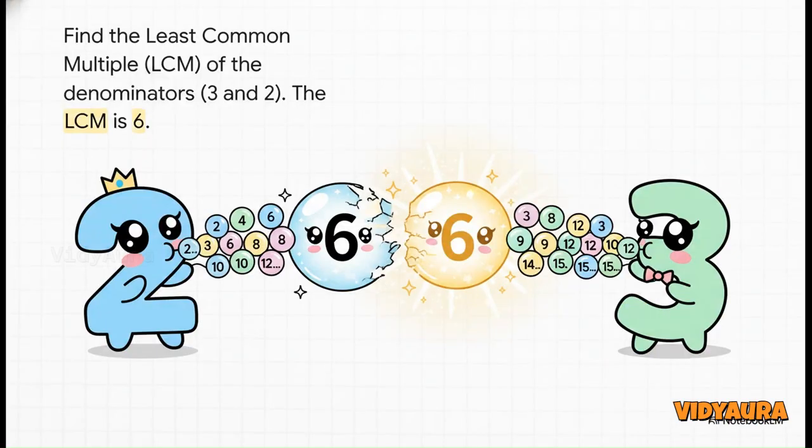So step one is to find what we call a common denominator. And the best way to do that is to find the LCM, the least common multiple of our two denominators, 3 and 2. Let's list their multiples. What's the first number that shows up in both lists? It's 6. So 6 is our new magic number, our common denominator.